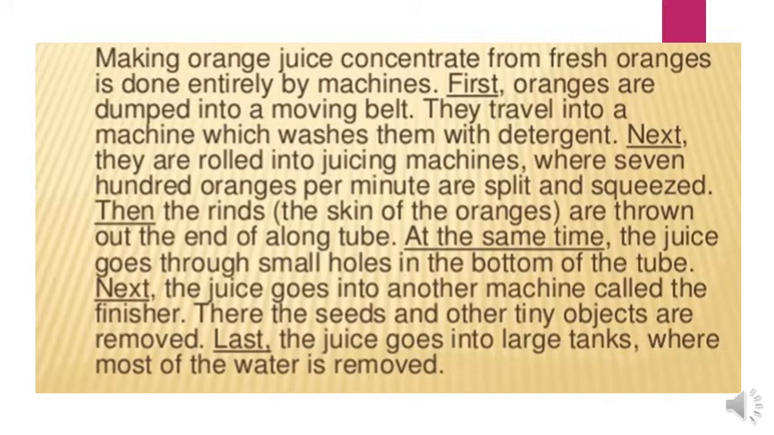Next, the juice goes into another machine called the finisher. There, the seeds and other tiny objects are removed. Last, the juice goes into large tanks where most of the water is removed.